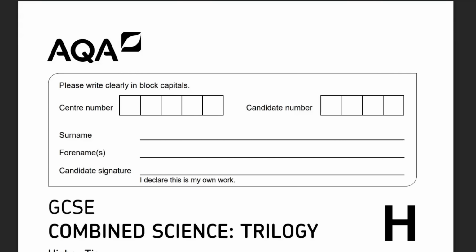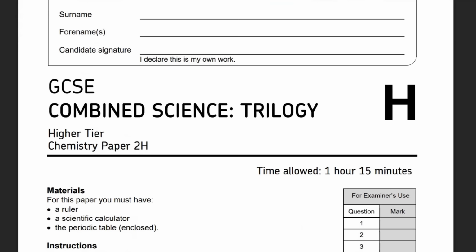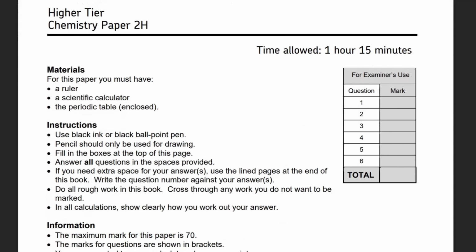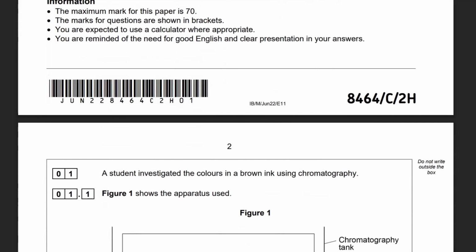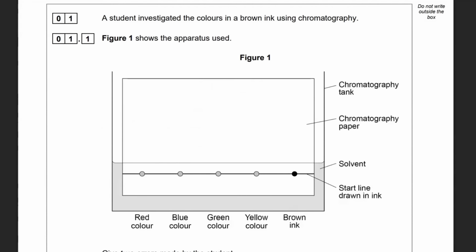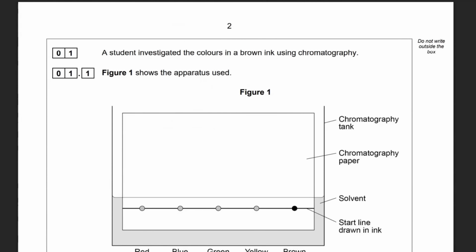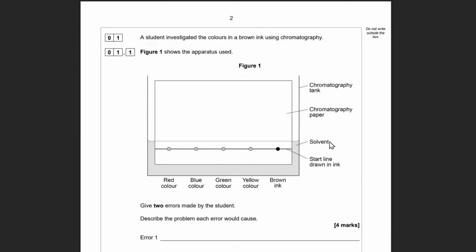Okay, welcome to Let's Get to the Marks, going through the GCSE Combined Science Trilogy, Paper 2 Chemistry. You've got an hour and 15 minutes. There are 6 questions. What I recommend is you pause the video at the start of each question, have a go on some scrap paper, bust out your calculator, get a pen, and then unpause and watch the explanation. Okay, let's go through this first question.